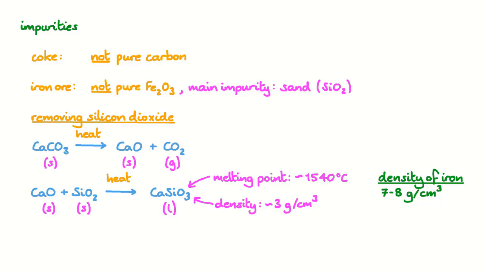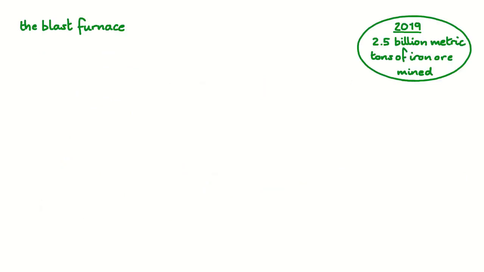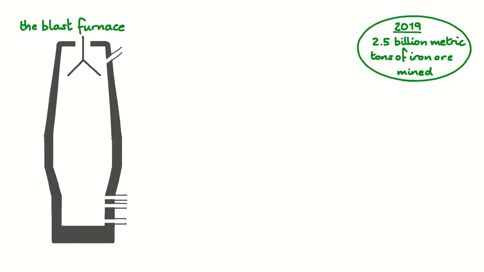Next, we need to go to the very core of how iron is extracted, the blast furnace. In the whole of 2019, 2.5 billion metric tons of iron ore was mined worldwide. That's the equivalent of 7,500 times the mass of the Empire State Building. We need massive pieces of equipment to process all that ore. This is where the blast furnace comes in.